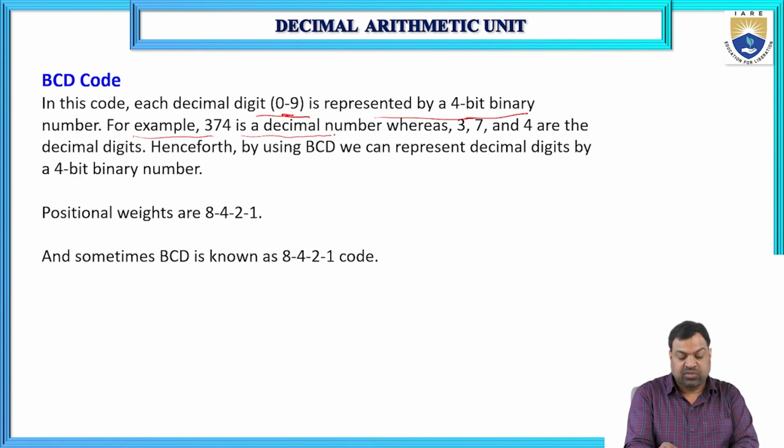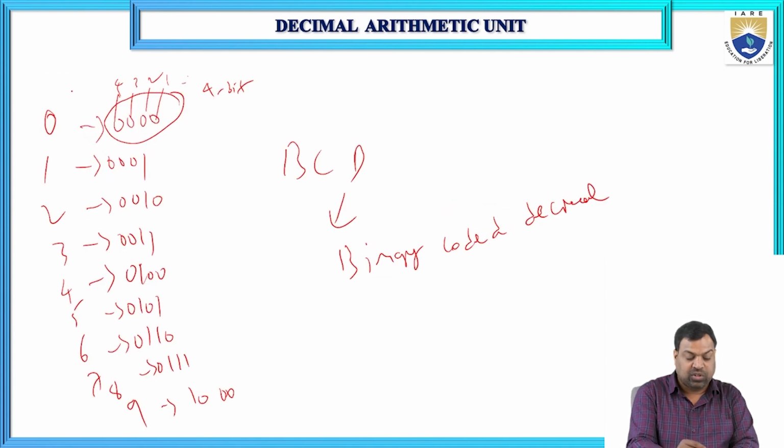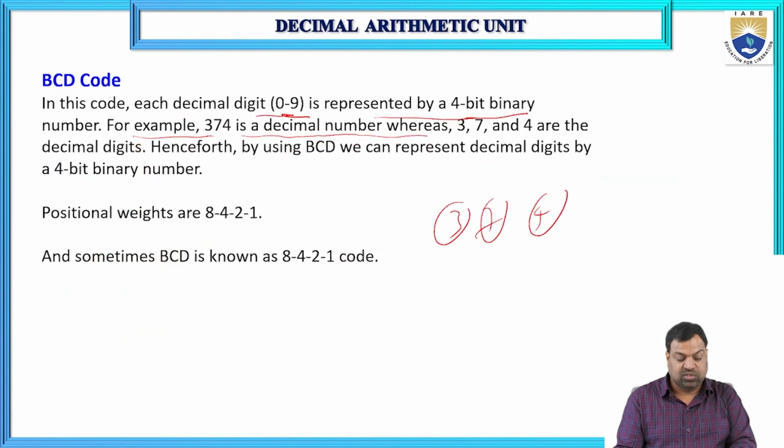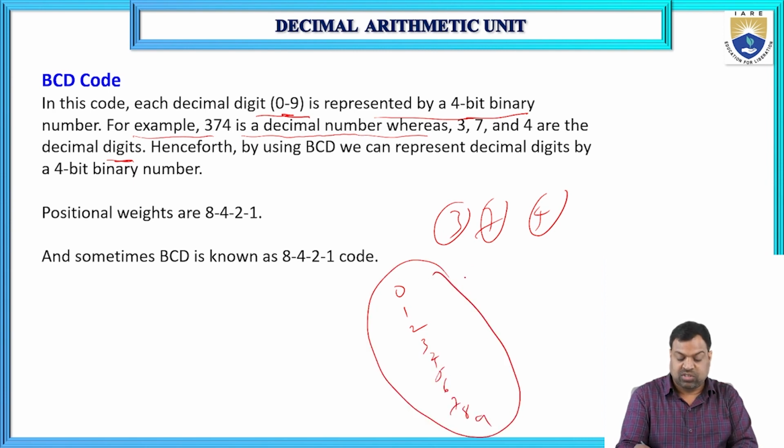For example, 374 is a decimal number. The digits 3, 7, and 4 are decimal digits, not binary; the limit is 0 to 9 only. So this is a decimal number, whereas 3, 7, and 4 are the decimal digits. The decimal digits are 0, 1, 2, 3, 4, 5, 6, 7, 8, 9. So 374 also consists of decimal values only.